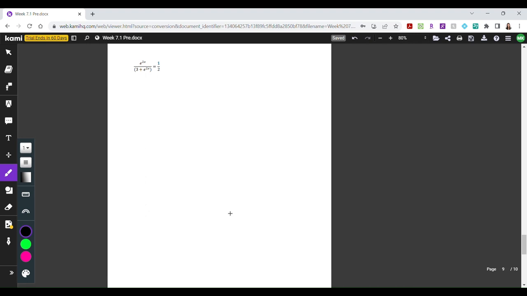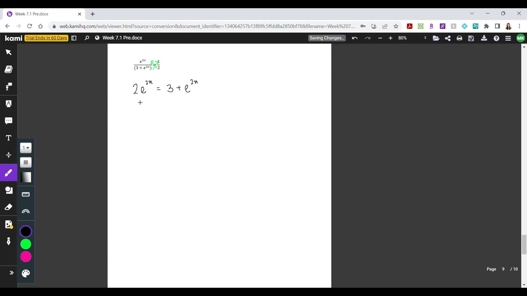Now to another one that looks a little bit complicated, but not really. So now we are dealing with fractions. And again, as I always say, when we have fractions, let's get rid of the fractions, right? So in this case, what we could do is cross multiply both sides of the equation. When we cross multiply, we're going to get 2e to the power of 2x equals 3 plus e to the power of 2x.